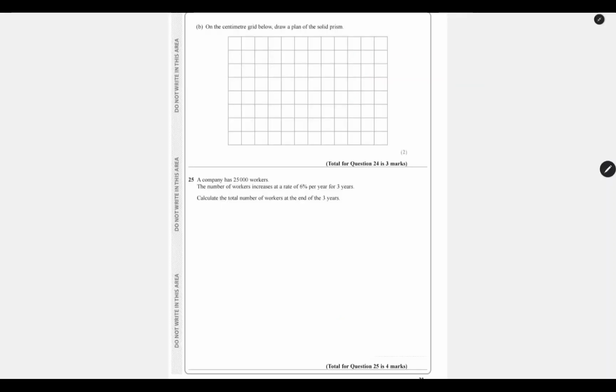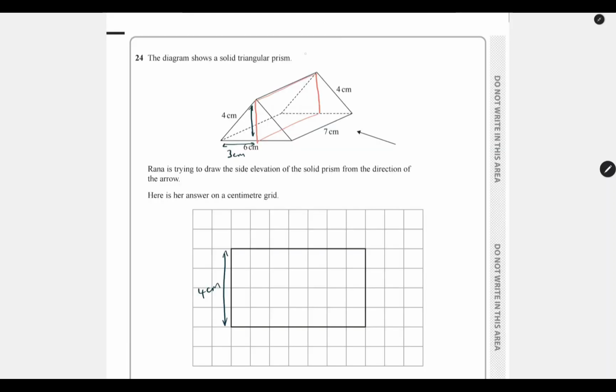Part B says, on the centimeter grid below, draw a plan of the solid prism. So a plan is just going to be a bird's eye view. So if we take a look at our prism, we're going to be looking at it from this angle here, a bird's eye view. And so we can see that it's going to be a rectangular shape, like so. And we have a line in the middle. This length at the top is going to be 7, representing this length here. And this length here is going to be 6 centimeters. And the line in the middle cuts exactly into 2.